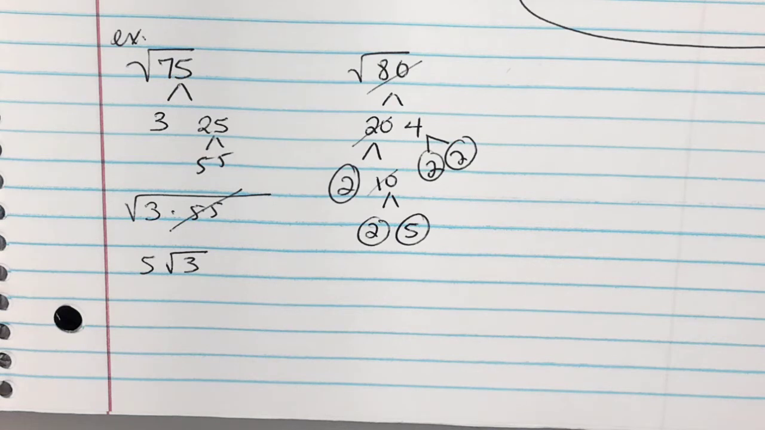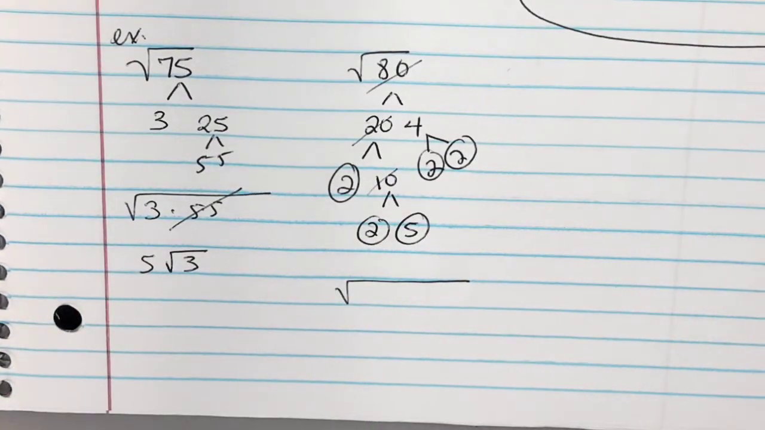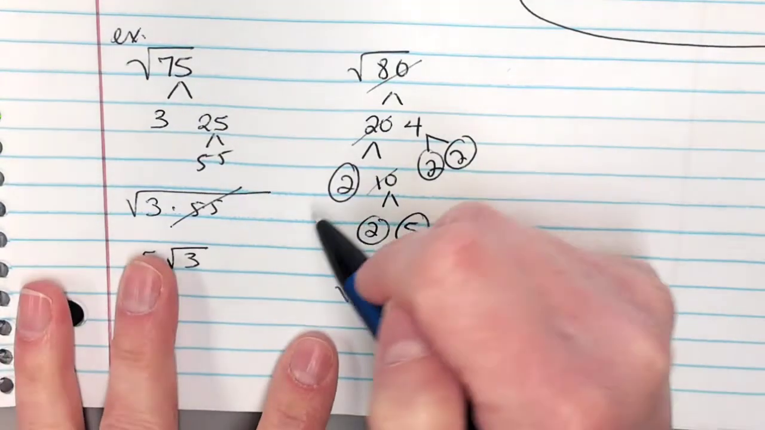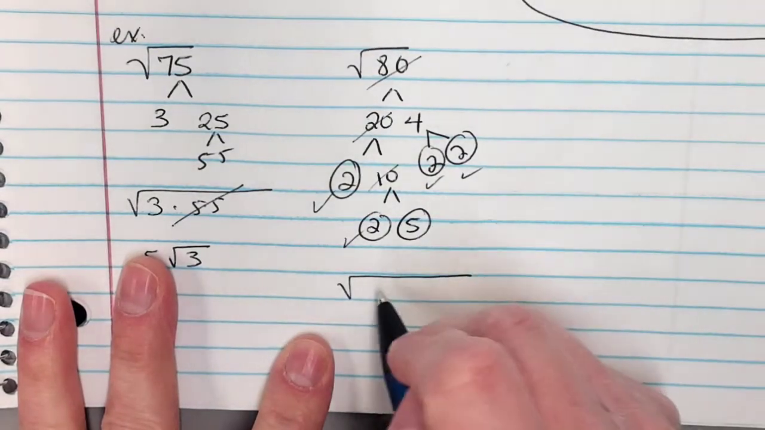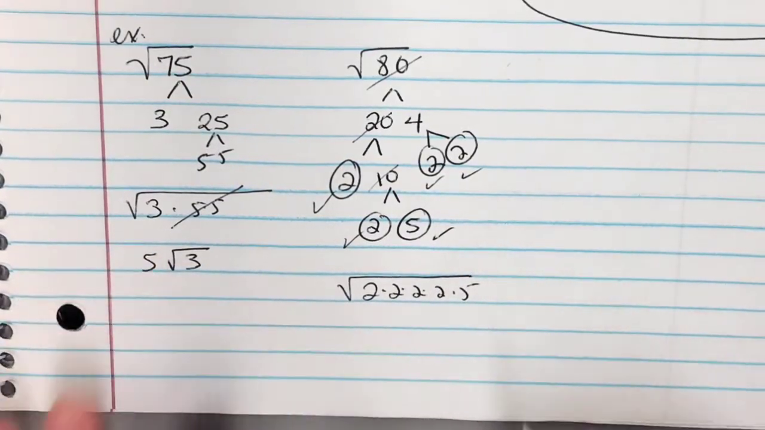If it helps you in your organization, when you break down 80, draw a line through it and you know that it's gone. When you break down the 20, draw a line through it, you know it's gone. When you get to something that's prime, that you cannot factor or break down any further, circle it so your eyes know what to do. My eyes are looking at a ton of stuff. I've got 1, 2, 3, 4 2s and a 5.